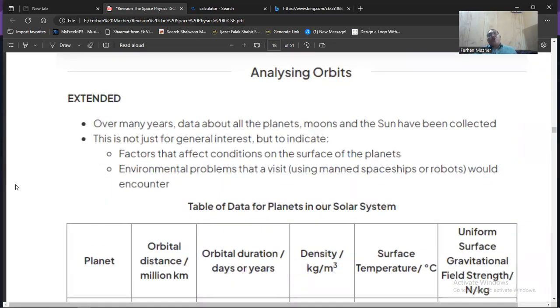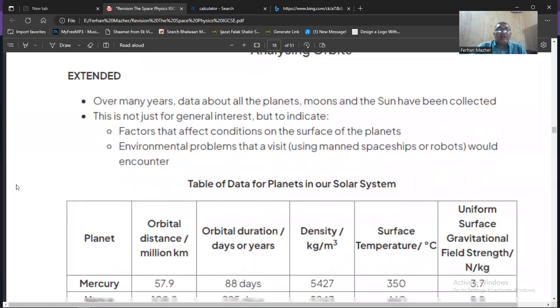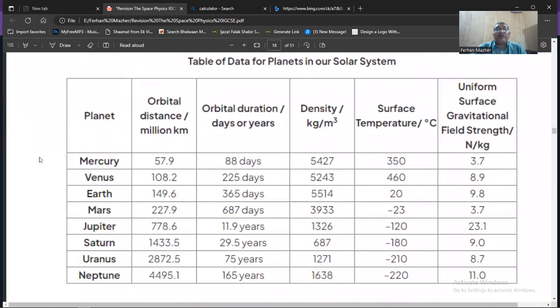Analyzing orbits. Over many years, data about all the planets, moons, and the sun have been collected. This is not just for general interest, but to indicate factors that affect conditions on the surface of the planets, and environmental problems that a visit using manned spaceships or robots would encounter. Here is the table of data for the planets in our solar system.